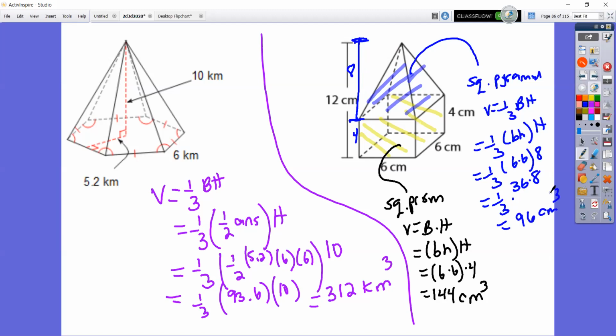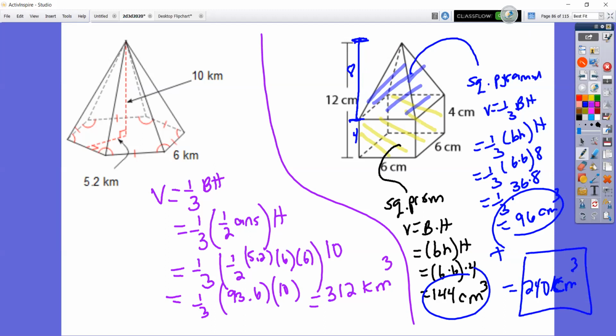96 cubic centimeters. So now you have the volume of the pyramid and you have the volume of the prism. So all you have to do is add them. And if you add them, your grand volume is 240 cubic centimeters. And that is the answer for this one. Okay, let's try one more.